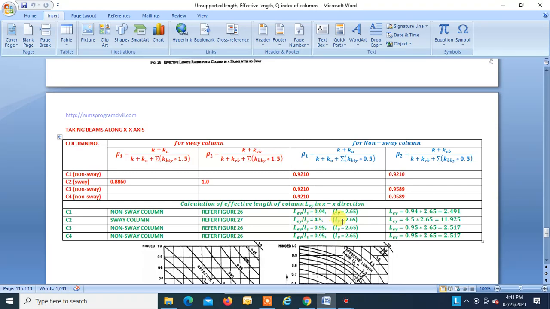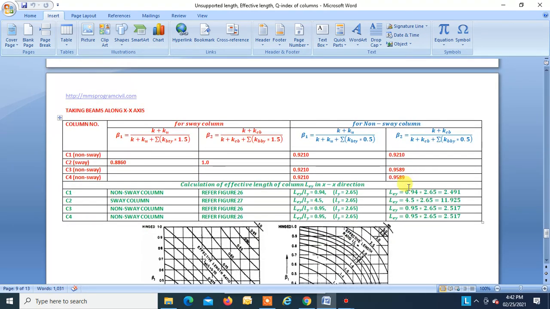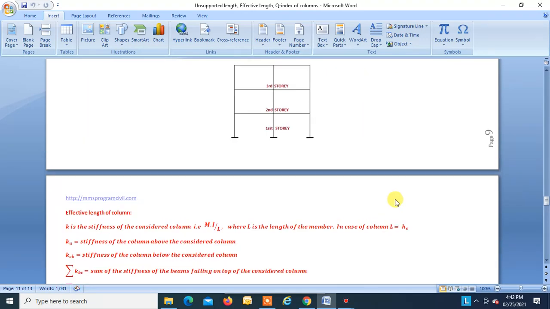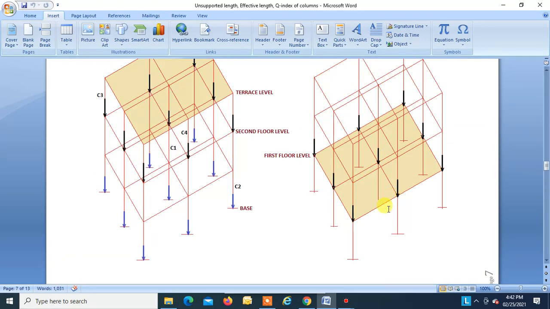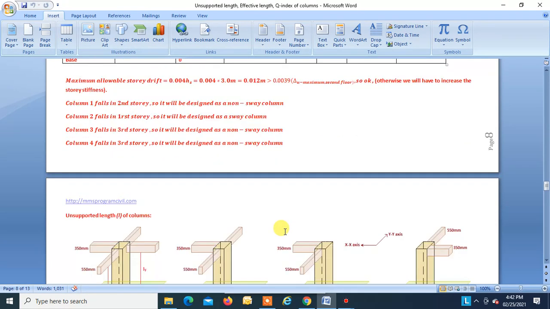Once you know K, you know LY. Unsupported length LY for C2 we have already found in the table above. LY for C2 is 2.65. So taking that 2.65 into 4.5, the effective length LEY is found to be 11.925. So that is the effective length of column C2 along x-axis. This is our x-axis. 11.925 is the effective length which we obtained. This is LEY, this is LEX. So this is how we found LEY and LEX for columns C1 and C2.